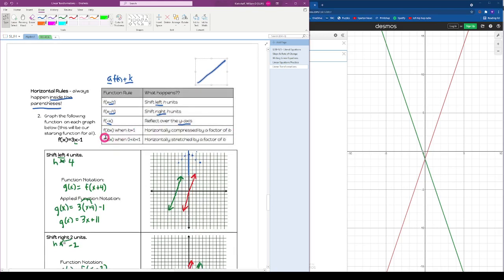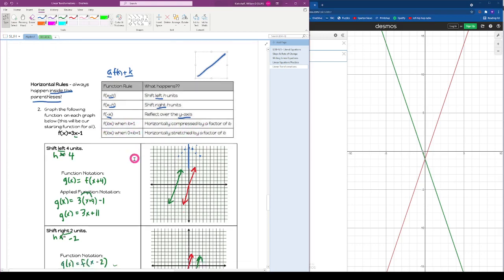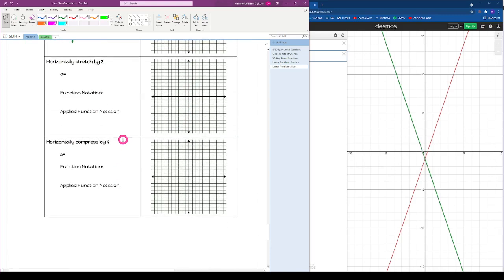So let's look at examples of these. We're going to plug in b inside our parentheses, and we're going to compress it when b is bigger than 1 and stretch it when b is less than 1. So 2 examples of that one. We're going to horizontally stretch by a factor of 2. So let's get rid of this a. Remember, this is called b. A was for outside the parentheses, b is for inside. We're going to horizontally stretch by a factor of 2.